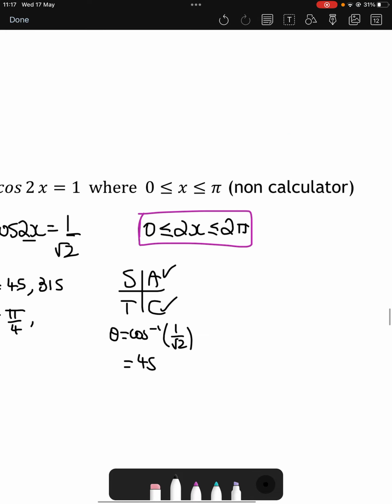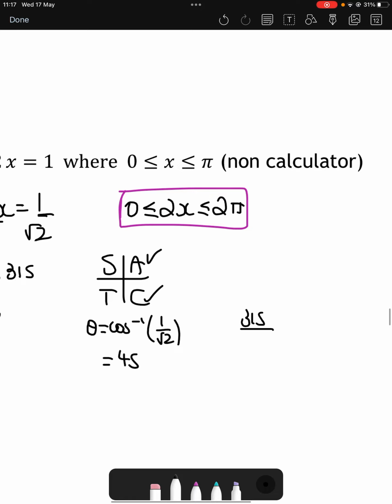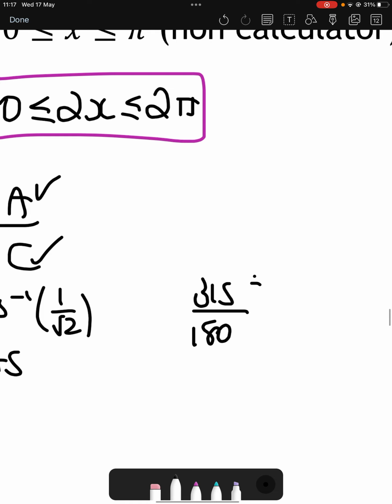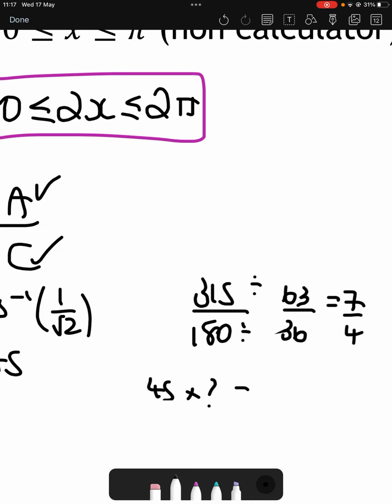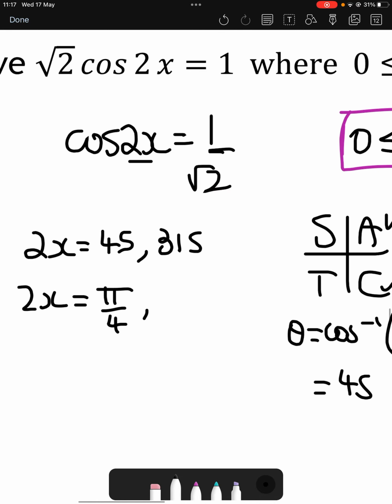It's up to you how you want to do it. You can work out 315 over 180 and simplify it down, thinking about what they both divide by to get you all the way down. You can do it in stages, obviously. Divide them both by 5 and that's going to give you 63 over 36, which is going to give you 7 over 4. Or think about 45 times what is 315, and work it out that way. So it's 7. And then I'm going to divide that by 2.